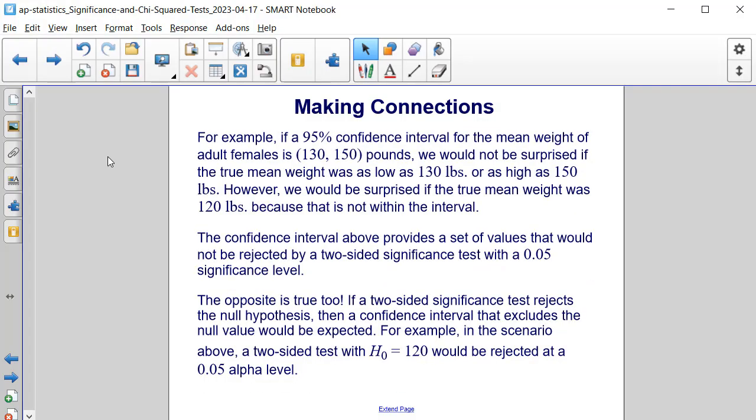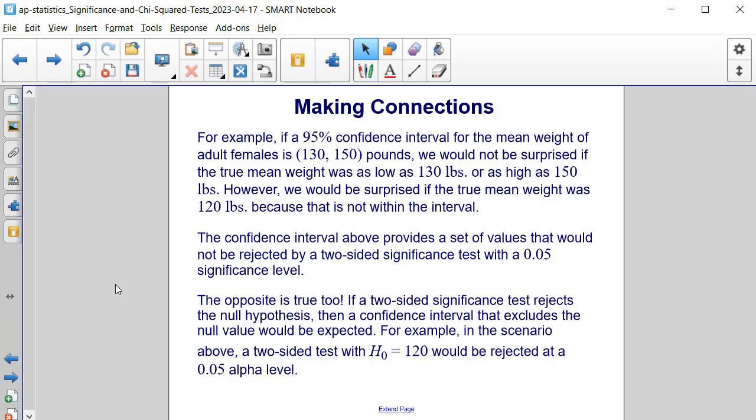For example, if a 95% confidence interval for the mean weight of adult females is between 130 and 150 pounds, not including the endpoints, we would not be surprised if the true mean weight was as low as 130 pounds or as high as 150 pounds. However, we would be surprised if the true mean weight was, say, 120 pounds because it would be way far outside of this interval, and it wouldn't be contained within it. The confidence interval above provides a set of values that would not be rejected by a two-sided significance test with a 0.05, or 5%, significance level.